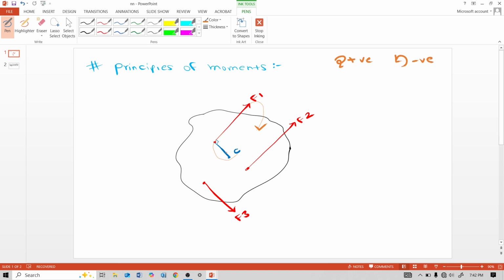So this F1 into, let us assume this as x1 distance, the perpendicular distance between the force and point C is x1. So clockwise movement F1 into x1. So it is clockwise, that's why positive F1 into x1.